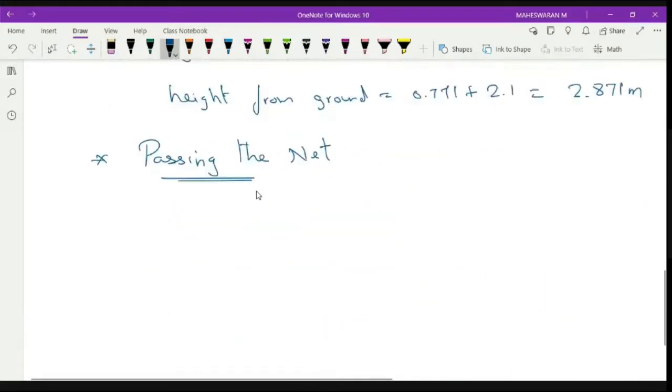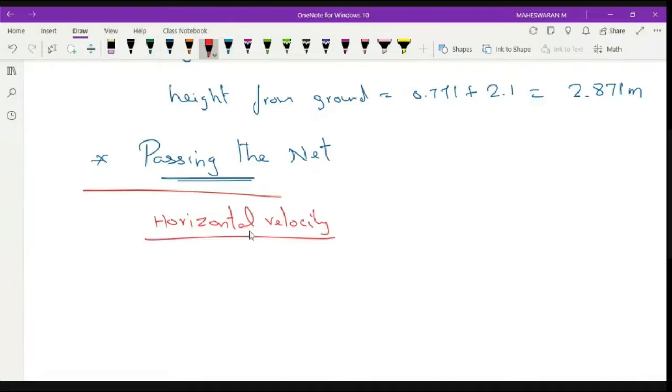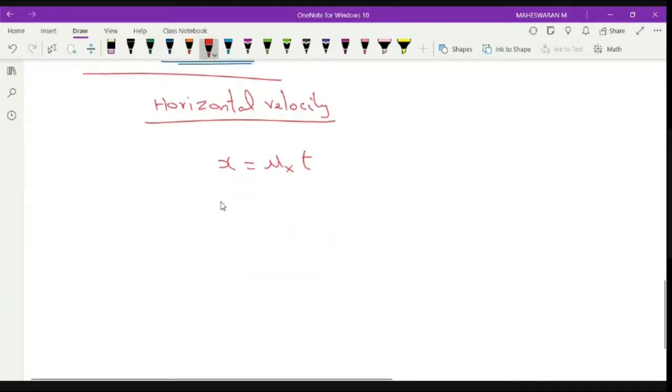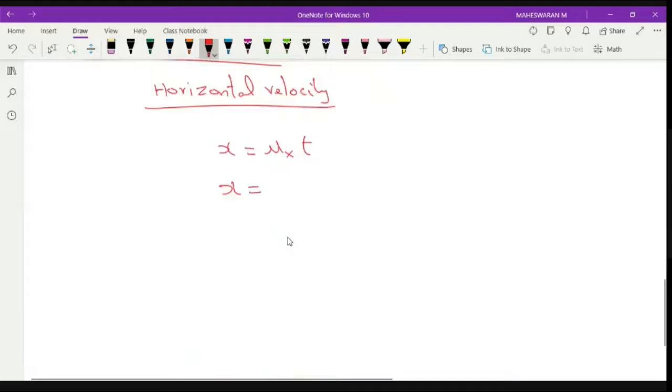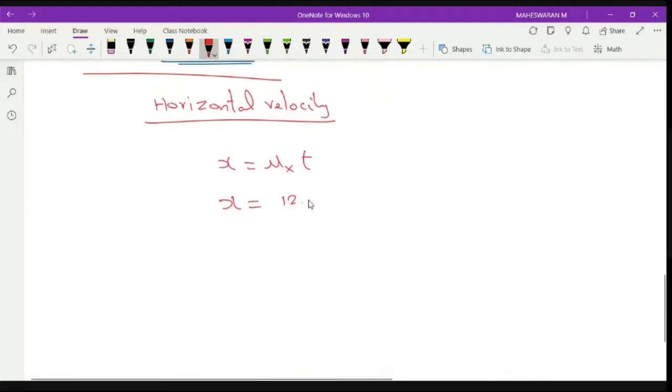So we will identify what are the other things we are having, right? Let me put a line. So now first let us go for the horizontal velocity. For horizontal velocity, I'm going to concentrate only on the third equation. x is equal to ux into t. So I don't know what the x is here, right? x is equal to ux, whose value I know, which is 12.591 t. So this is my equation one.